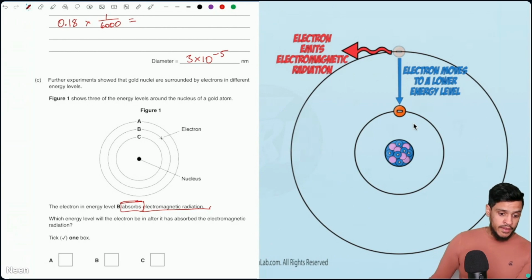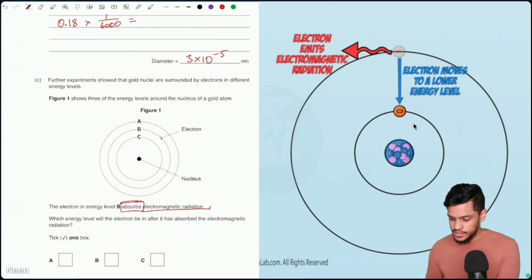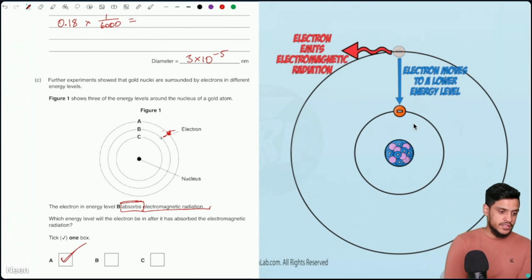No, sorry. Yeah, no, Harry, you're right. The answer is not C. It's A. It goes up. I thought it was numbered the other way. So the answer is A, because it goes up an energy level. So it gets further from the nucleus.